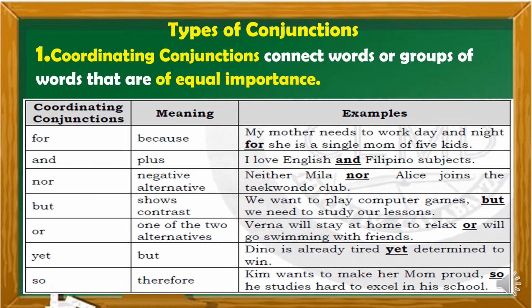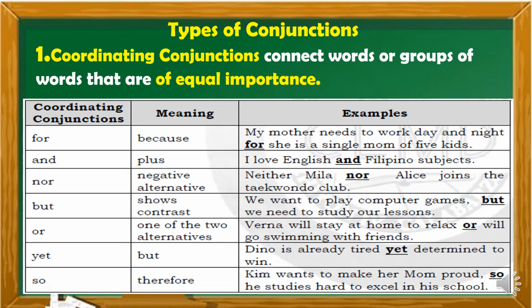Another one is but, that shows contrast. Example sentence: we want to play computer games, but we need to study our lessons. Next we have or, one of the two alternatives. Example sentence: Verna will stay at home to relax or will go swimming with friends.